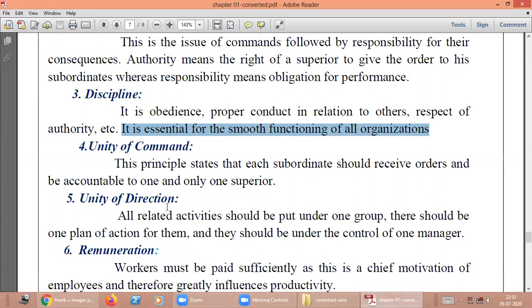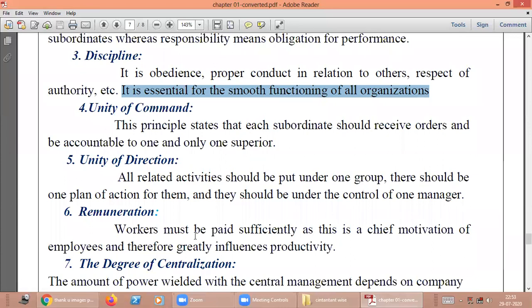Next, unity of command. This principle states that each subordinate should receive orders and be accountable to one and only one supervisor. Next, unity of direction. All related activities must be under one group, with one action plan and under the control of one manager. Then remuneration. You have to give proper remuneration, such as salary or wages, to the employee. When we pay the remuneration, they can work throughout toward goal achievement.